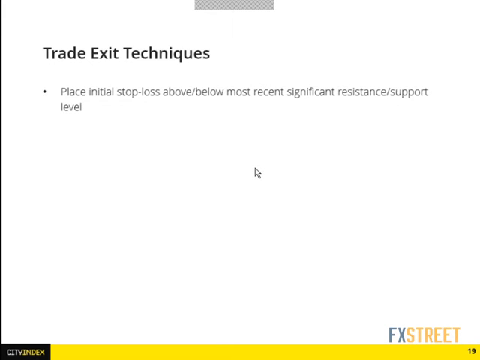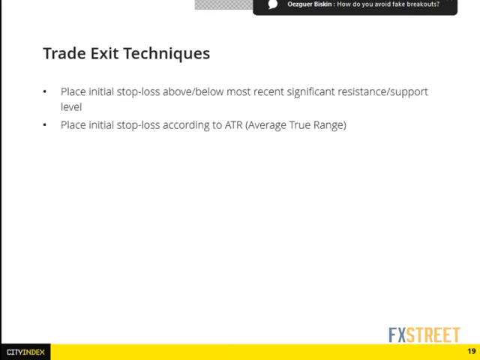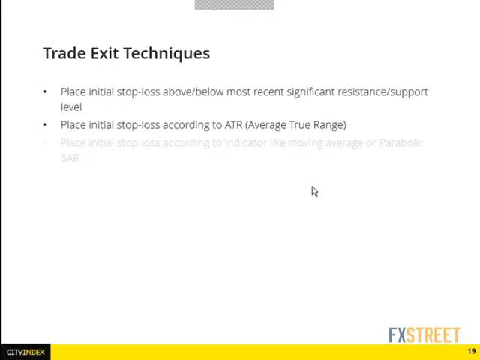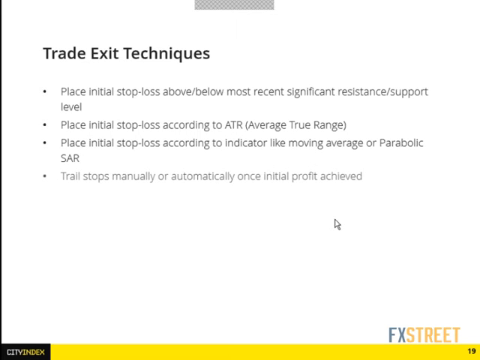Now, trade exit techniques. We place our initial stop loss above or below the most recent significant resistance or support level. So in the case of a pullback or a dip in an uptrend, we're going to be placing our stop loss or risk management under the low of that dip. We could also use the average true range or ATR. ATR is a good tool because it shows you the recent volatility of the market, and you want to be able to trade according to recent or current volatility. We could use moving averages or an indicator called the parabolic SAR.